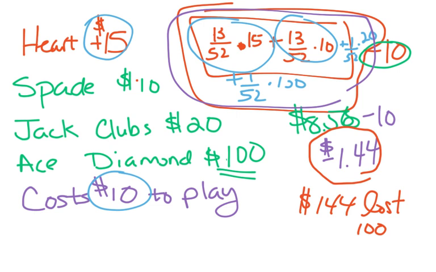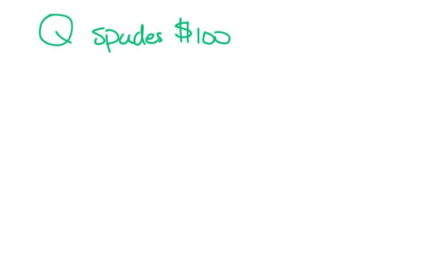Again, the hard part might be just finding the probability, and then you multiply that. Let's do another one similar to this. So we'll say the queen of spades is a win of $100. Okay. The other queens that we have, they're going to be a win of $50.